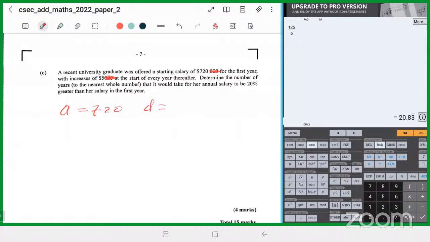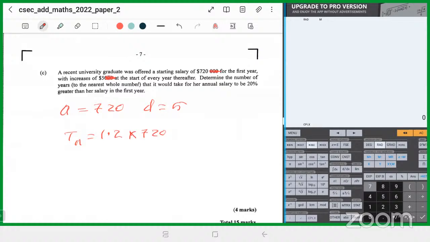My D equals 5. I want my nth term, which is Tn. I want to know when my Tn is equal to 1.2 times 720, that is 20% more than this. I'm working in thousands, to keep it simple. So 720 times 1.2 is 864.